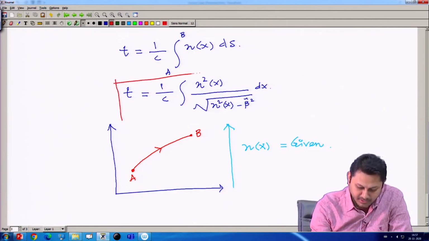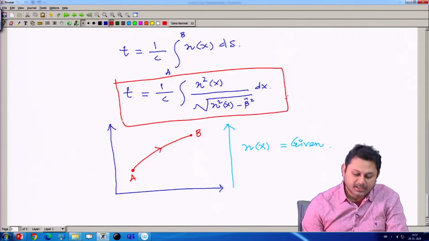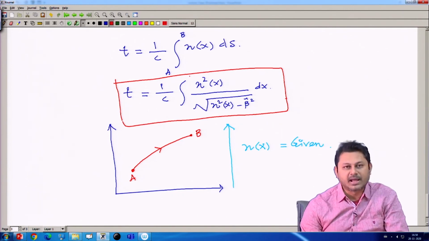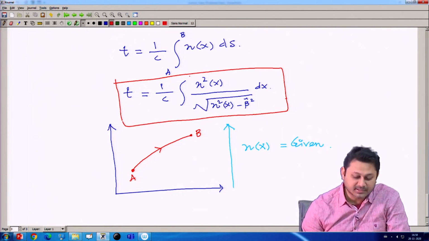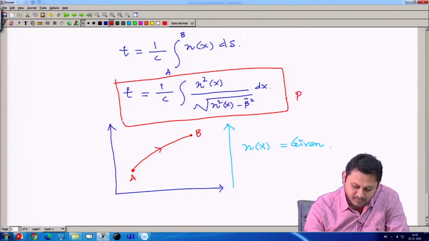Yes, definitely we can find out the time the ray should take going from one point A to B. The only thing that we need to know to execute this integration is n as a function of x in an explicit manner. If we know that, then we just need to integrate it. Mind it, beta square is a constant. So, I need to integrate over x from the initial point A to the final point B, and then eventually I have the value of t in our hand, which is called the ray transit time. So, this is basically the expression of ray transit time.